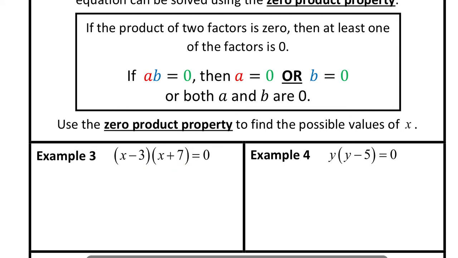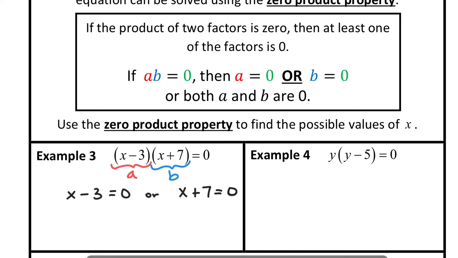So these two factors, these two parentheses, are multiplying. Let's say we call this a and we call this b. Again, if I have two terms that are multiplying and they equal 0, then you can assume that either the first term is 0 or the second term is 0. So this is our assumption here. We can assume that either x minus 3 is 0 or x plus 7 is 0.